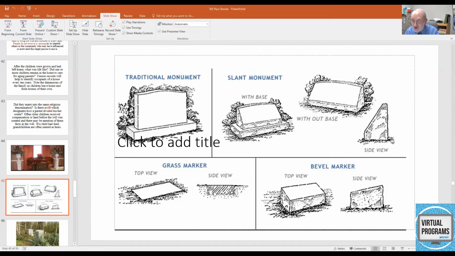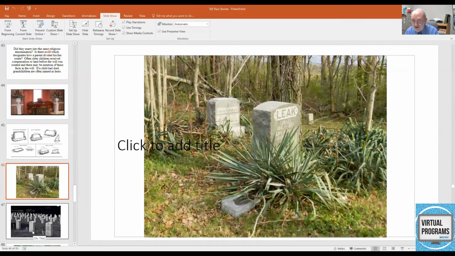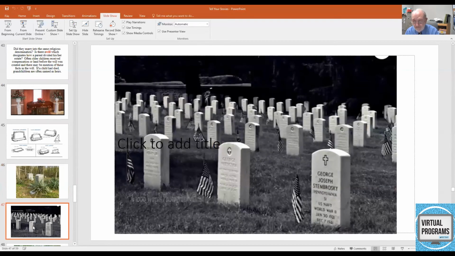Note the style of the tombstone. Composition and sculpting of a gravestone changed over time and in different regions. Has an old limestone marker been replaced by a more modern one? Was the original stone left on the grave? Is there a military marker for someone who served in service?